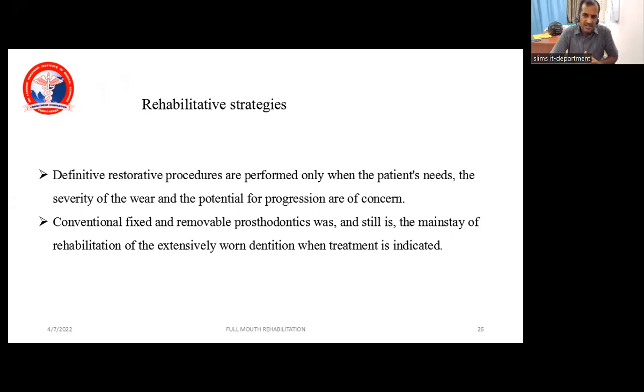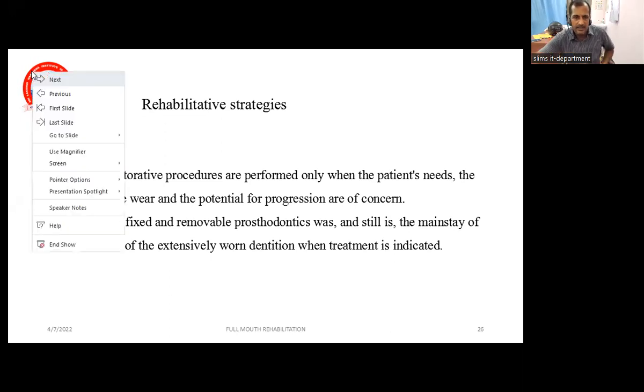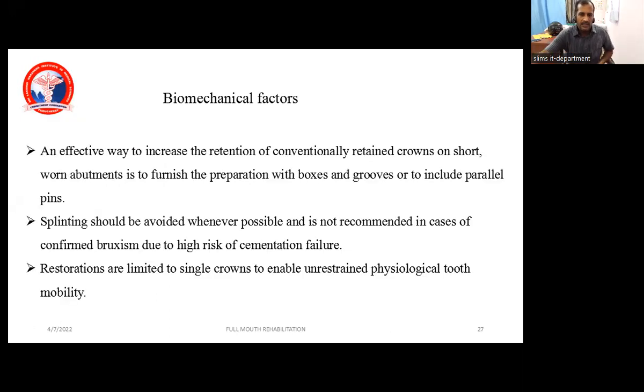The conventional method of replacement is fixed partial dentures. That is the mainstay for rehabilitation for long years. Now, the other factor that has to be considered in rehabilitation is the biomechanical factors. The effective way to increase the retention of conventional FPDs is to furnish the preparation with boxes and grooves or to include parallel pins.